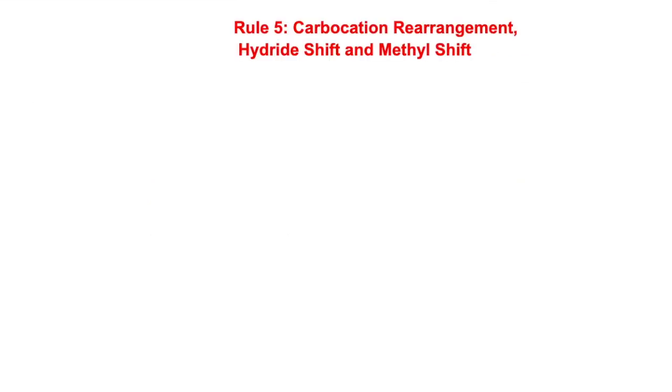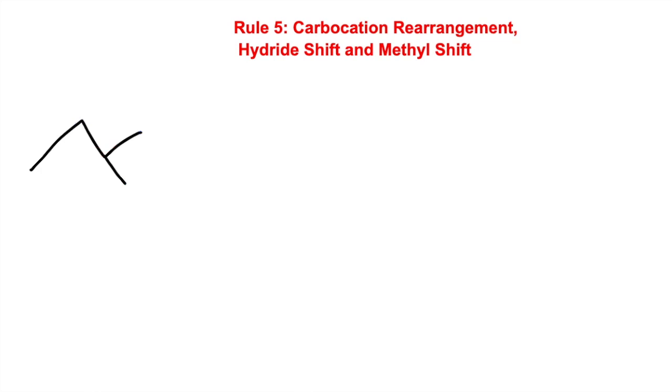The fifth rule for an SN1 reaction is that a carbocation rearrangement can occur. For this, a hydride shift and a methyl shift can happen. So for example, if we have this structure, this carbon right here is a tertiary carbon, right? It's connected to 3 other carbons, 1, 2, and 3.